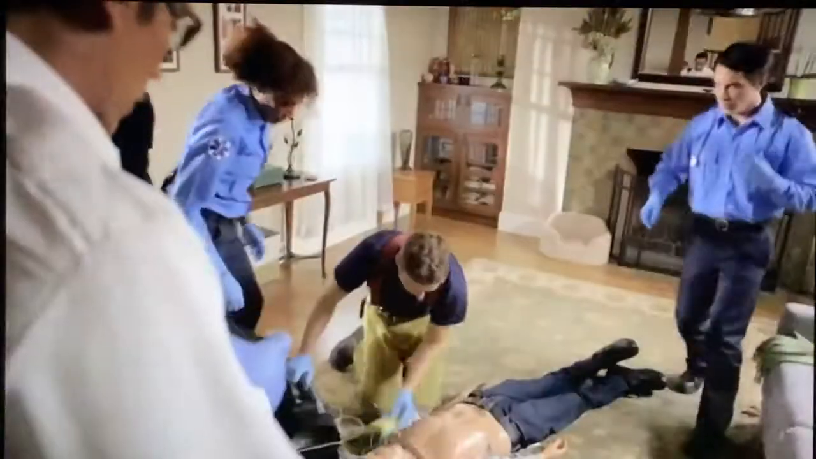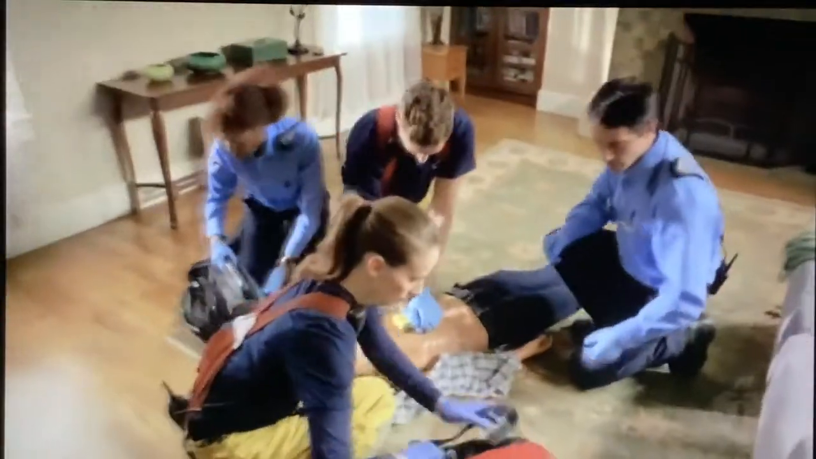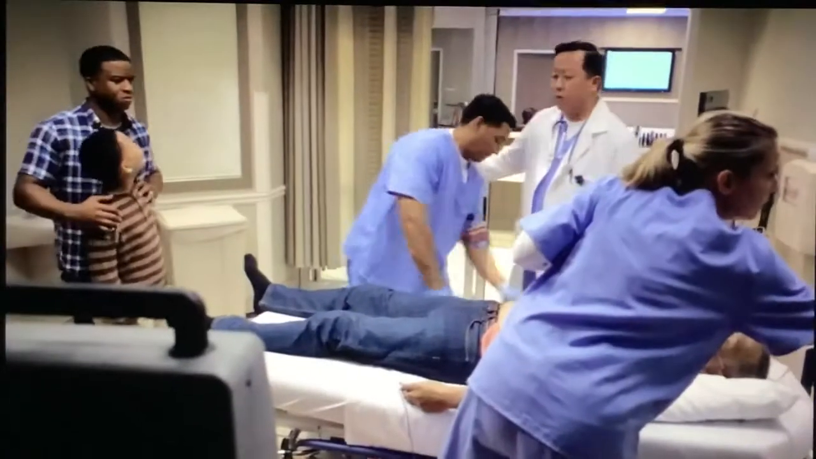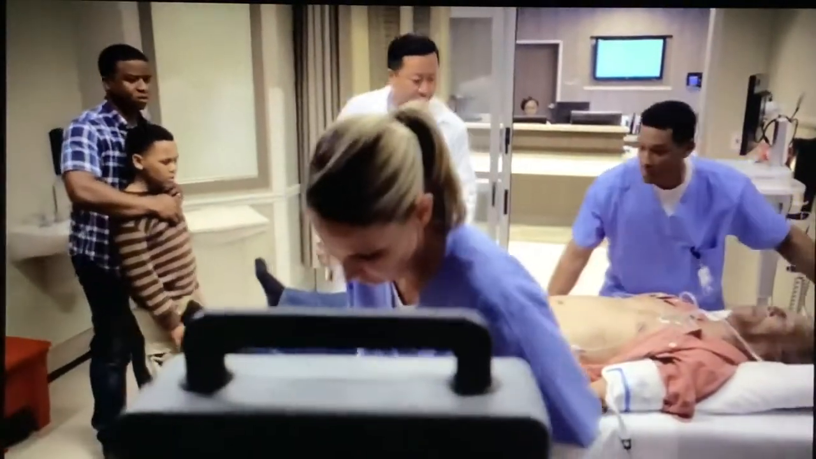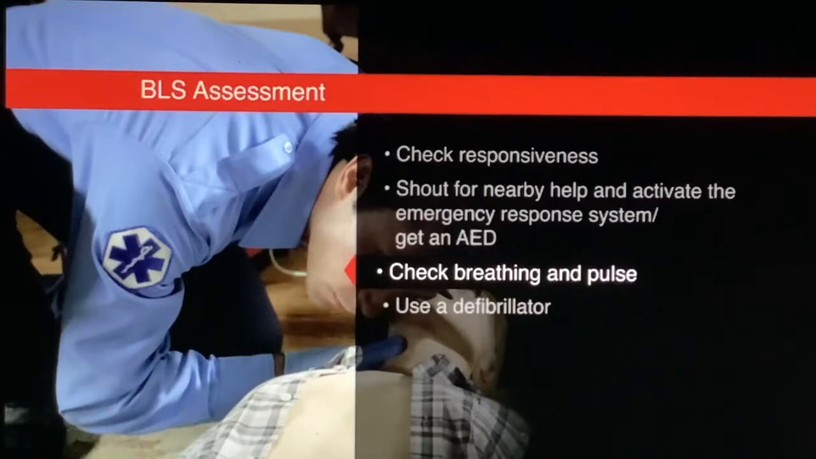Depending on the circumstances, EMS providers may need to call for additional responders to assist with the patient. In some settings, the healthcare provider may assess the patient's breathing and pulse before activating the emergency response system. "Mark, start chest compressions."